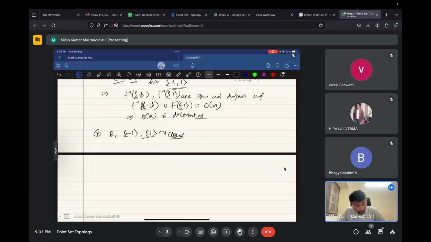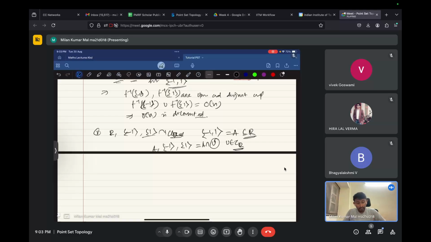But when I consider {-1, 1} as a subset, this is the set A, and I want to consider the standard topology of A. A is a subset of R, so the standard topology of A is the intersection of A with open sets U coming from the standard topology of R. If U contains 1, then the intersection with A will give {1}. If it contains only -1, that will give {-1}. If it contains both 1 and -1, that will give A. If it contains neither 1 nor -1, that will give the empty set. So these are the only possible open sets in the standard topology of {-1, 1}.